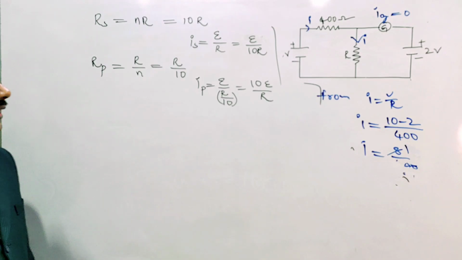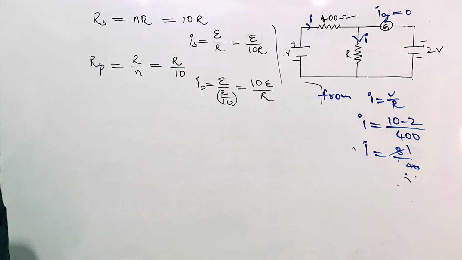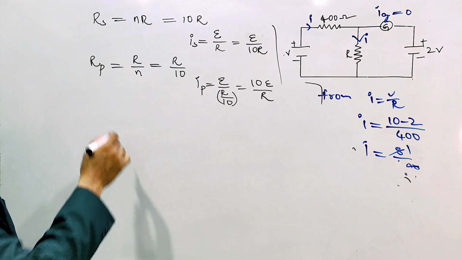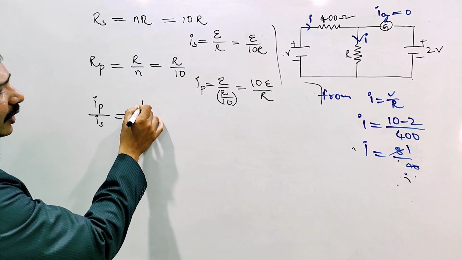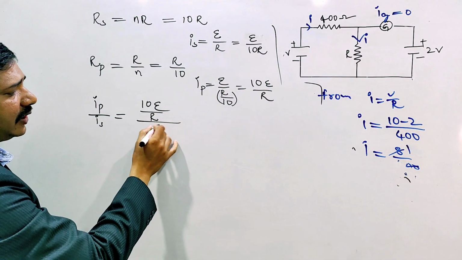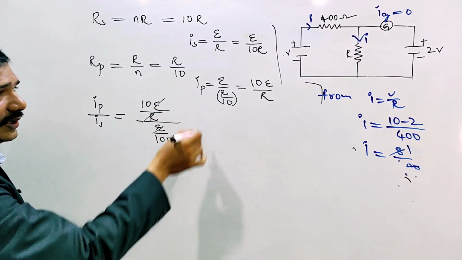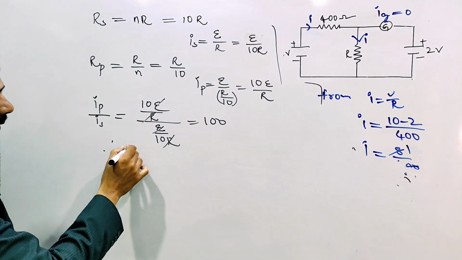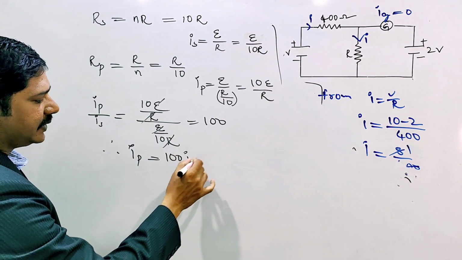Here what they are asking is how many times the current increases when connecting from series to parallel. Okay, how many times, the n value they are saying. The parallel current to series current is equal to how much? Parallel current we took as 10E by R, by series current E by 10R. R cancels, E cancels, this 10 goes to the numerator, 100. So therefore IP, the parallel current, equals 100 times the series current.